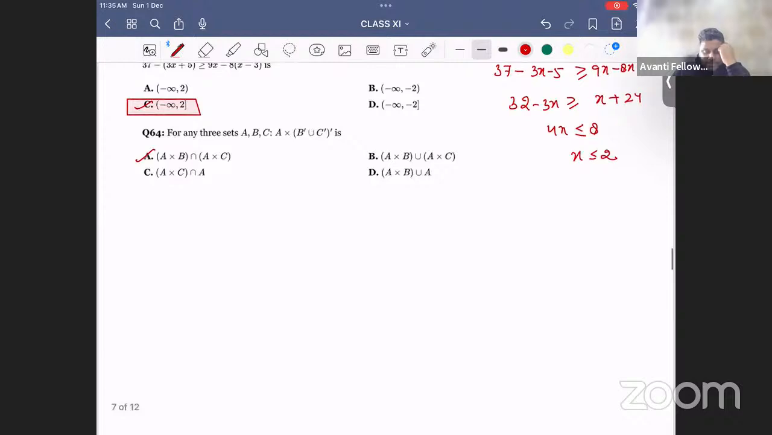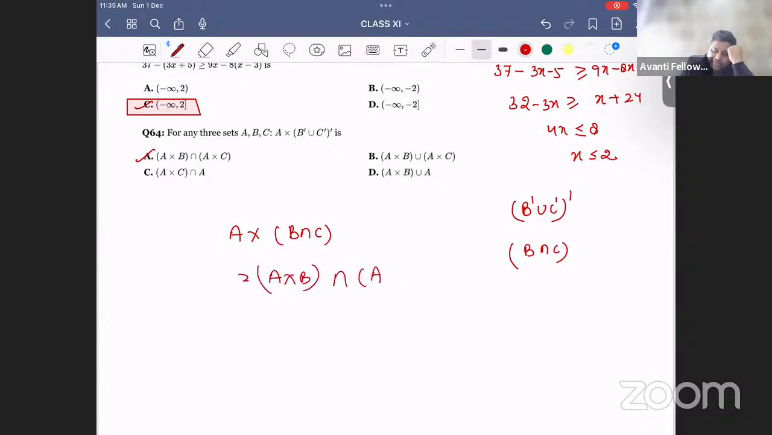Now, for any three sets A, B, C, A cross B complement union C complement, complement. First of all, see, B complement union C complement, complement is B intersection C. Got it? So A cross B intersection C will be A cross B intersection A cross C. That's it. A is the answer. Direct identity used.